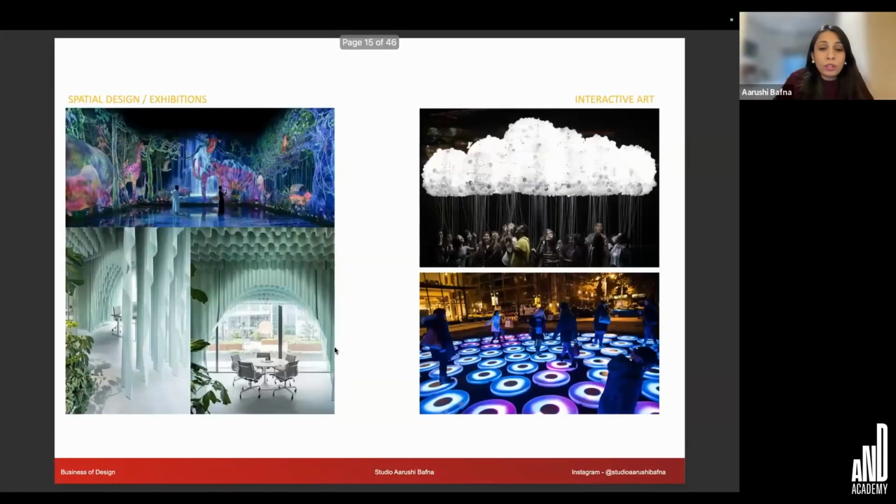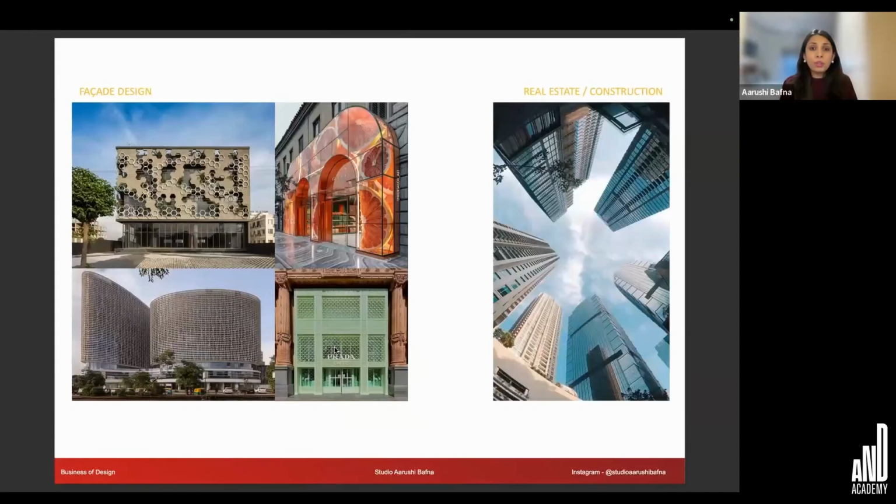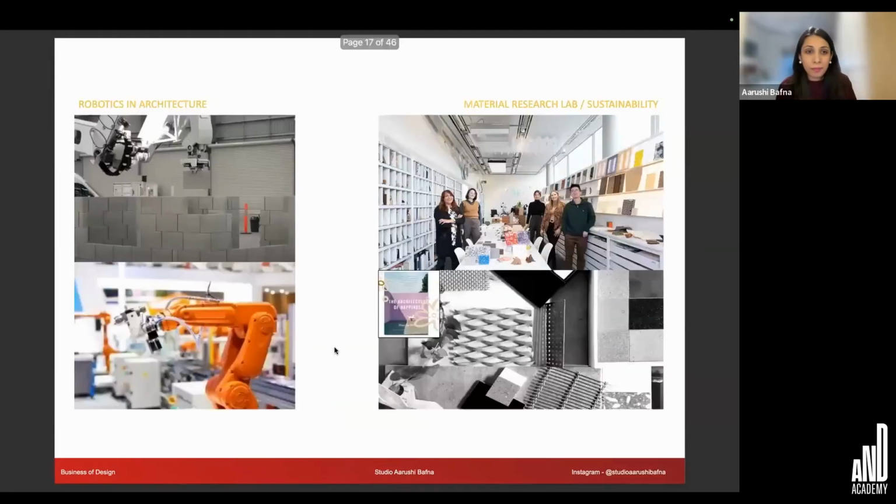Moving on to spatial design exhibition. So, if you are a techie and you want to be closer to design and technology, this is your way to go. You could also do a lot with interactive art, which is happening globally and is going to come to India on a very large scale in a couple of years. You could do massive facade designs, of course, architecture for retail construction, that is mandatory.